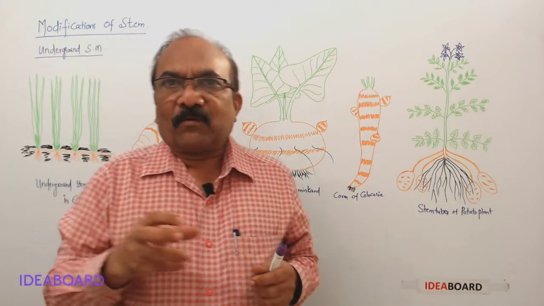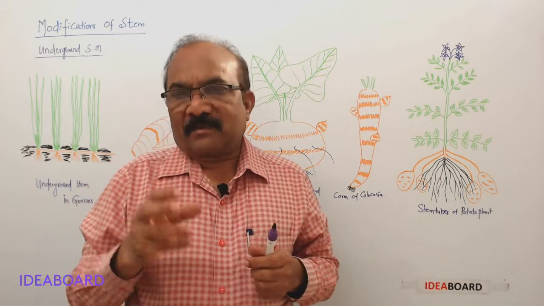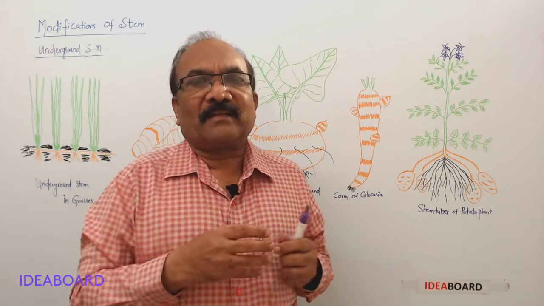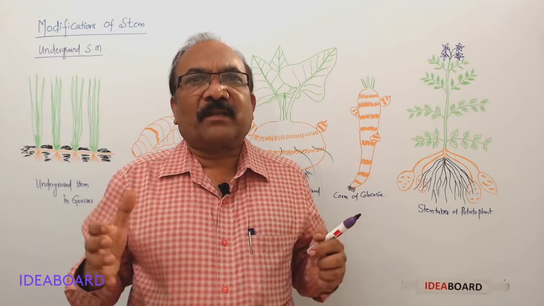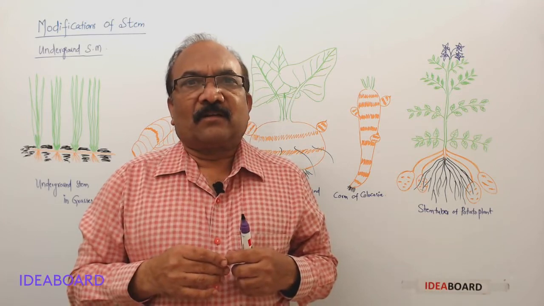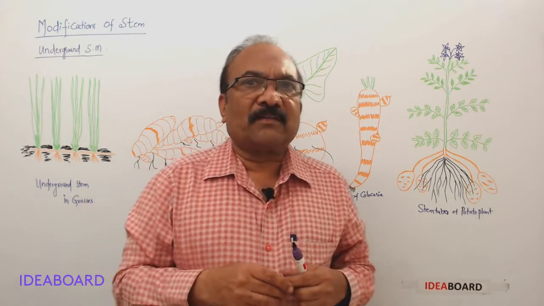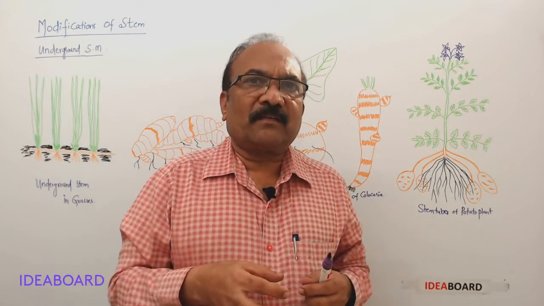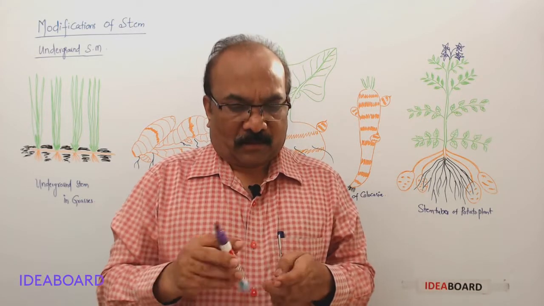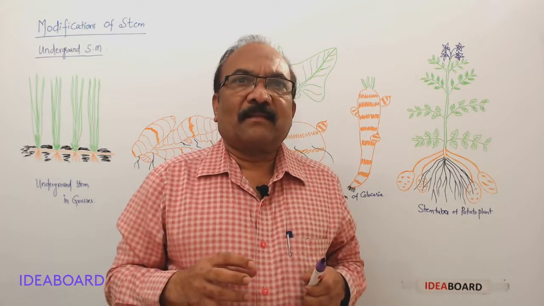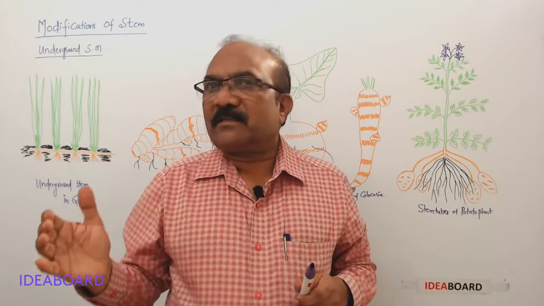And one more character of these underground stems: they make these plants survive for many years. Surviving for many years is called perennation. And during unfavorable conditions, they make use of the food materials that they have stored during favorable conditions. Not only that, they have one more ability, reproduction, that is vegetative reproduction.